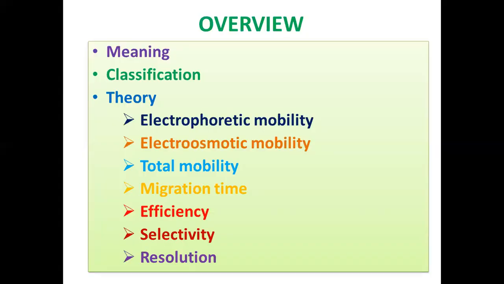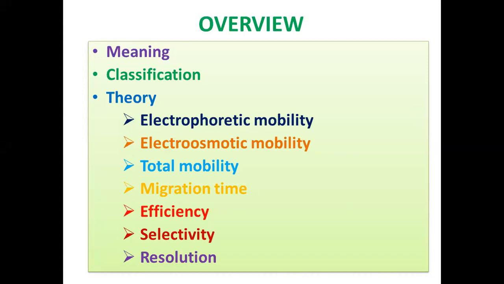Whether the sample contains solutes of simple molecular weight or larger molecular weight, whatever it is, we can easily separate the solutes by the electrophoretic technique. So, under this lecture, we shall understand the meaning of electrophoresis. How do we classify the electrophoretic techniques? What are the theoretical backgrounds of this technique, particularly the electrophoretic mobility, the electro-osmotic mobility, and along with these, what is the total mobility of the species?